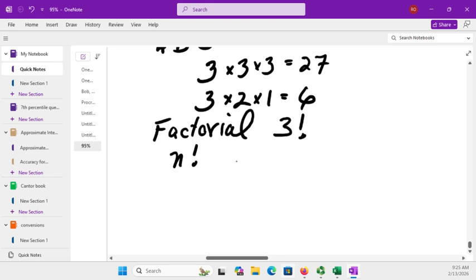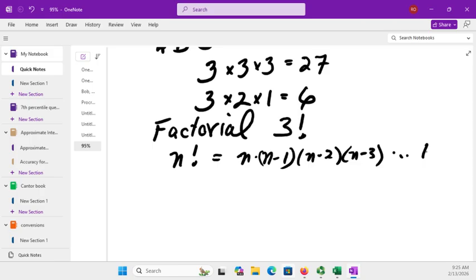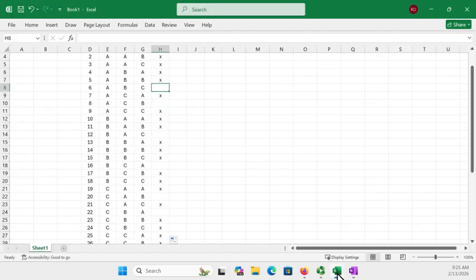So n factorial is equal to n times n minus 1 times n minus 2, n minus 3 on down to 1. So 3 factorial is 3 times 2 times 1. 5 factorial is 5 times 4 times 3 times 2 times 1. And it's the number of ways I can arrange n objects without repeating. But order matters. A, B, and C is not the same as B, A, and C.